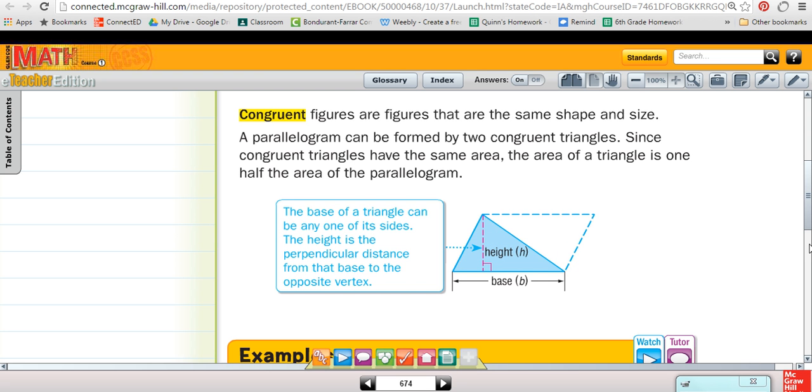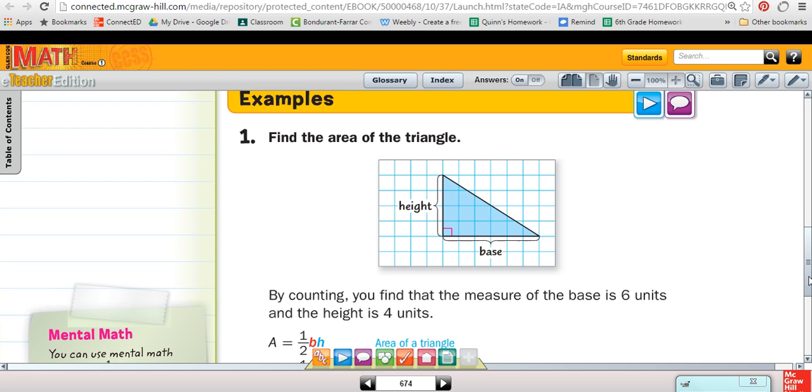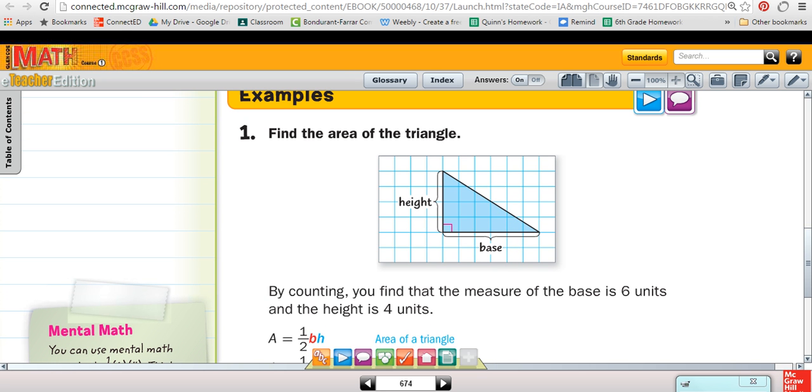So look at example number 1. Here we're finding the area of this triangle. So if we look at the base and trace it, we have 1, 2, 3, 4, 5, 6. So this is 6 units, and the height is 1, 2, 3, 4 units. So just like yesterday, I'm going to expect to see these steps. So area equals, I'm going to use half times the base times the height. If you use the other one, you'll have to show the division step.